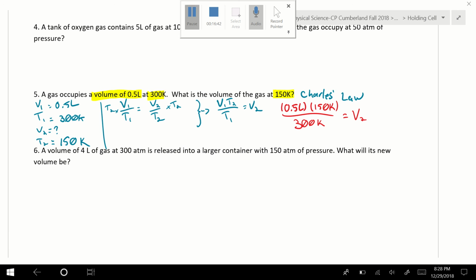I'm just going to double check. Oh, I said 0.25, not 0.52, because that's something I would do. Anyway, the answer comes out to 0.25 liters is equal to volume 2.